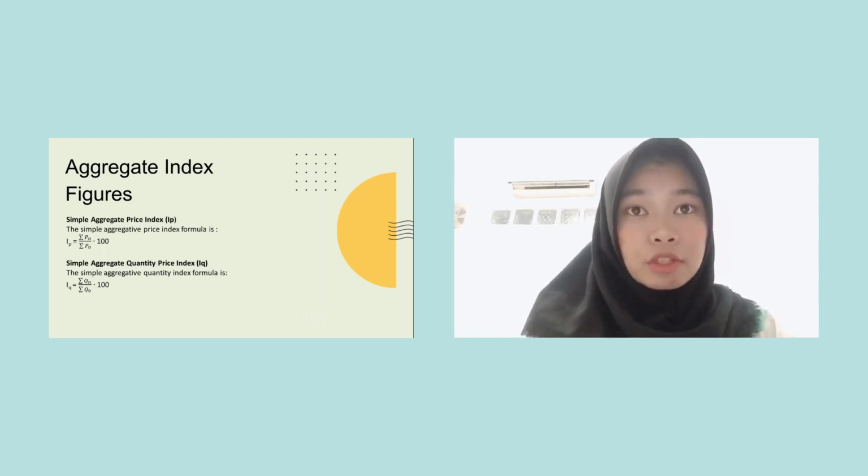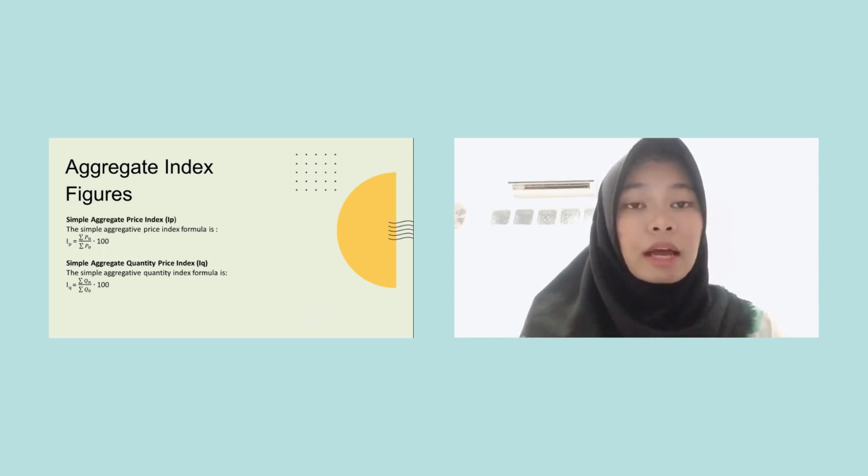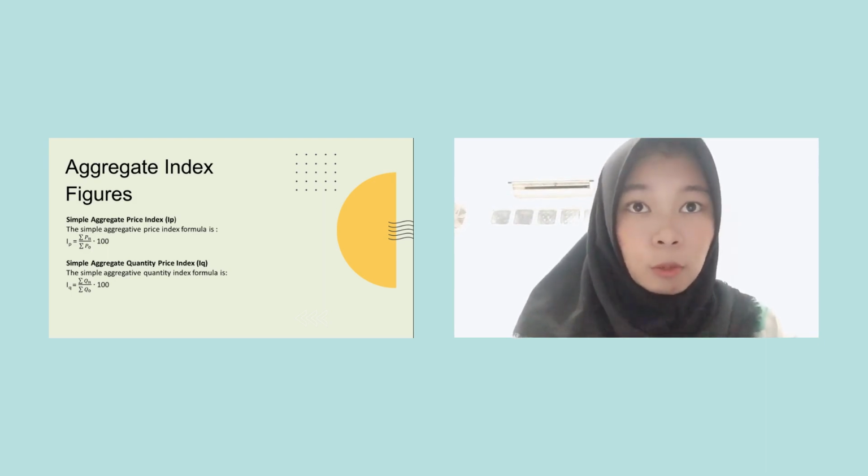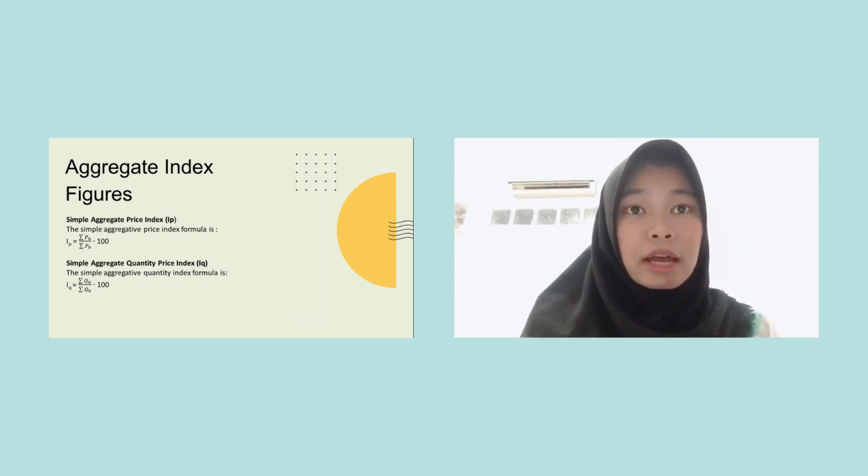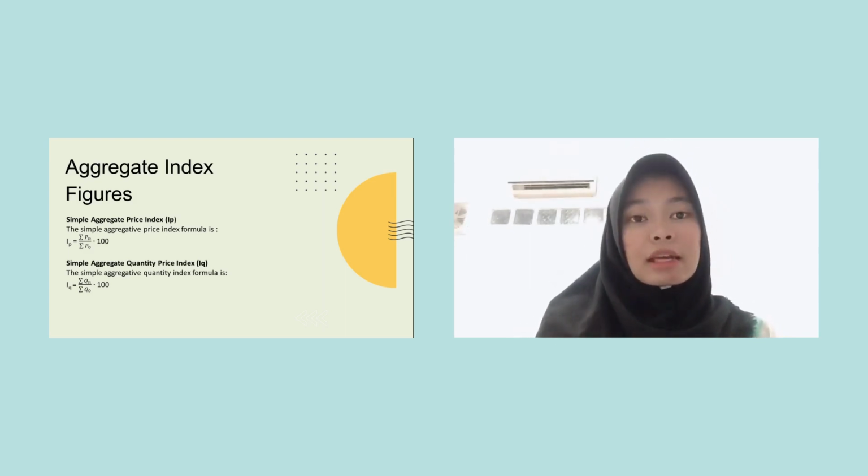Aggregate index figures. The first is the simple aggregate price index or IP. So the formula is the sum of PN over the sum of PO multiplied by 100. And the second is the simple aggregate quantity index or IQ. So the formula is the sum of QN over the sum of QO multiplied by 100.